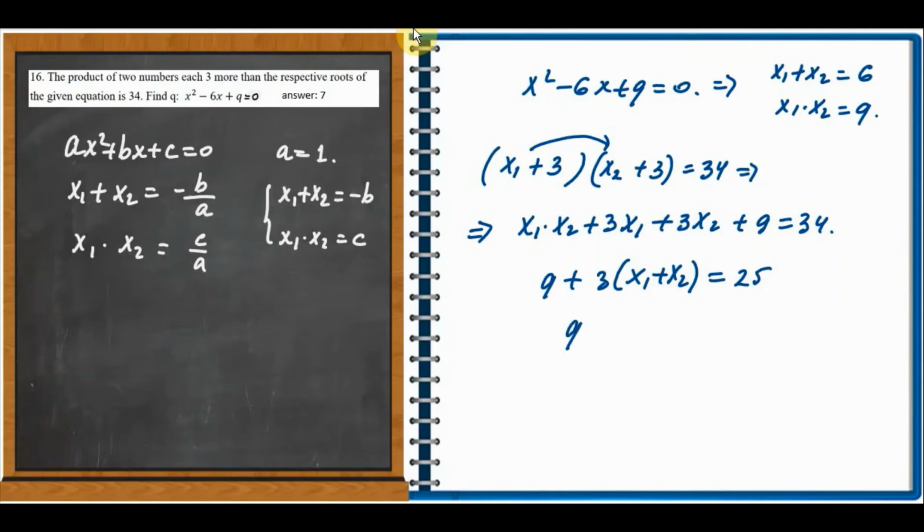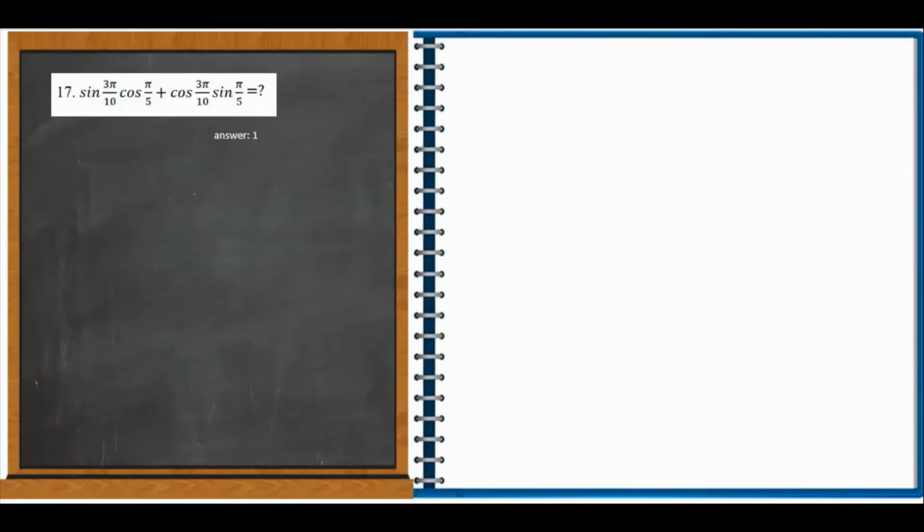Now, q plus 3 times x1 plus x2, which is 6, is 25. Q plus 18 is 25, and q is equal to 7. The correct answer is 7. Number 17. In number 17, we see trigonometry. To solve this question, we need to know the formulas of compound angles.